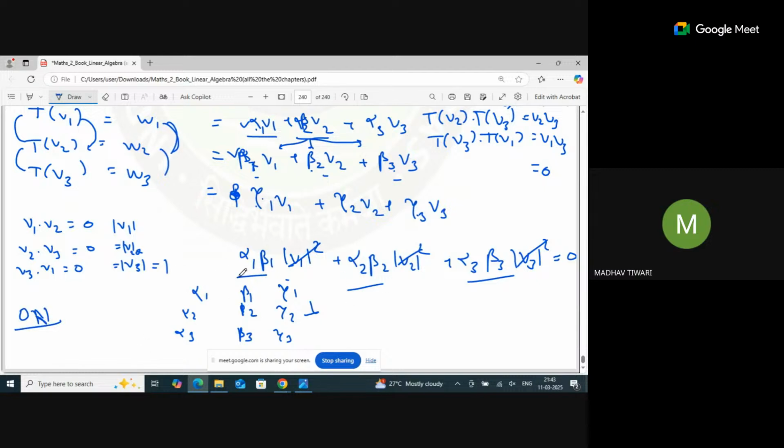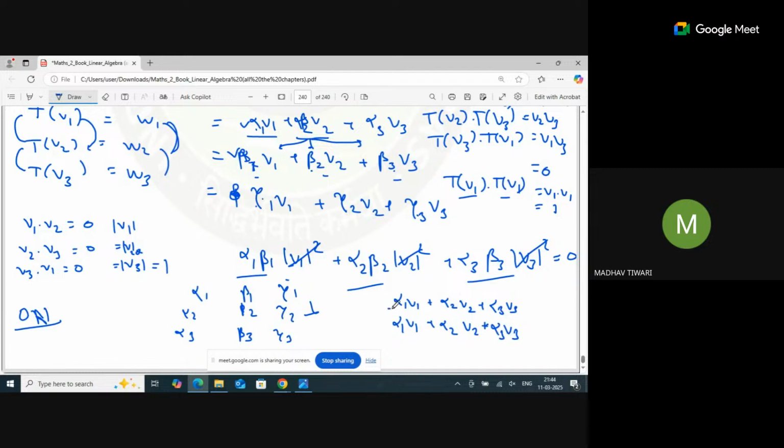So if I do this, I get this. Now if I do one extra thing: the transformation of V1 dot product with the transformation of V1 will be equal to V1 dot product with V1. That is V1's length squared, so it will be 1. What is the transformation of V1? This vector: alpha 1 V1 plus alpha 2 V2 plus alpha 3 V3. If I do its dot product with alpha 1 V1 plus alpha 2 V2 plus alpha 3 V3.